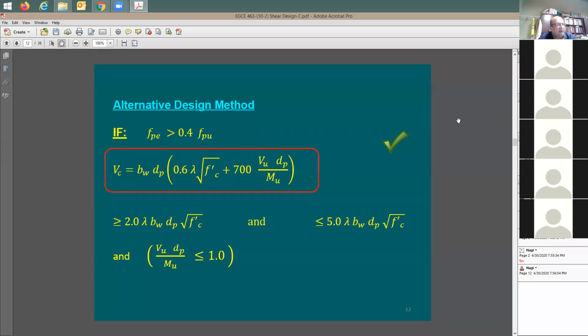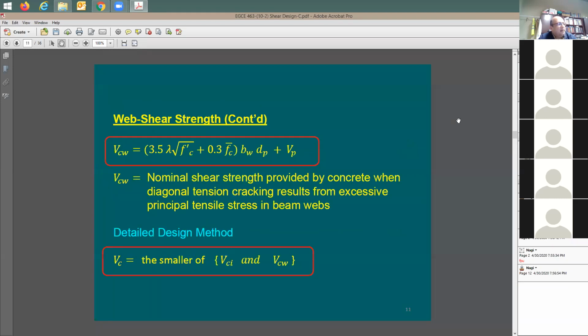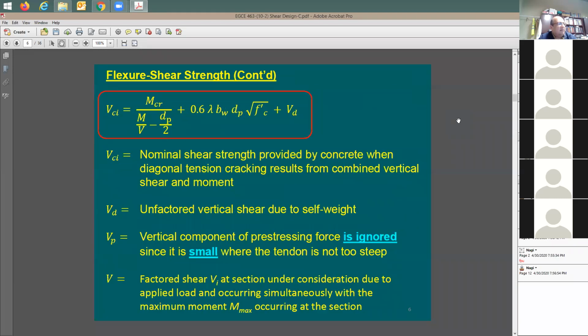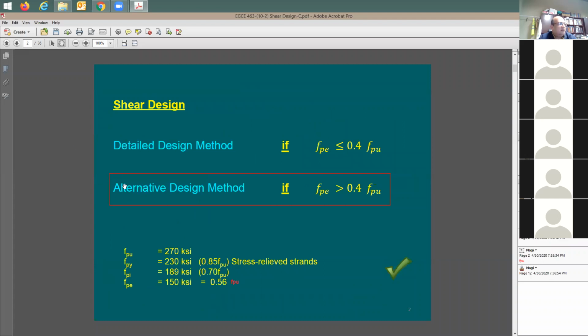All right, let me start again. So in this slide set, I'm going to be doing the alternative design method only. And this happens when FPE is going to be more than 40% of FPU. Generally speaking, FPE, when we do our design, when we use here 150 KSI for 270 KSI strands, we're going to be at 0.56. So it's much more than 40%. So definitely we're going to be using the alternative design method. It means I'm not going to be covering the detailed design method in this slide set.